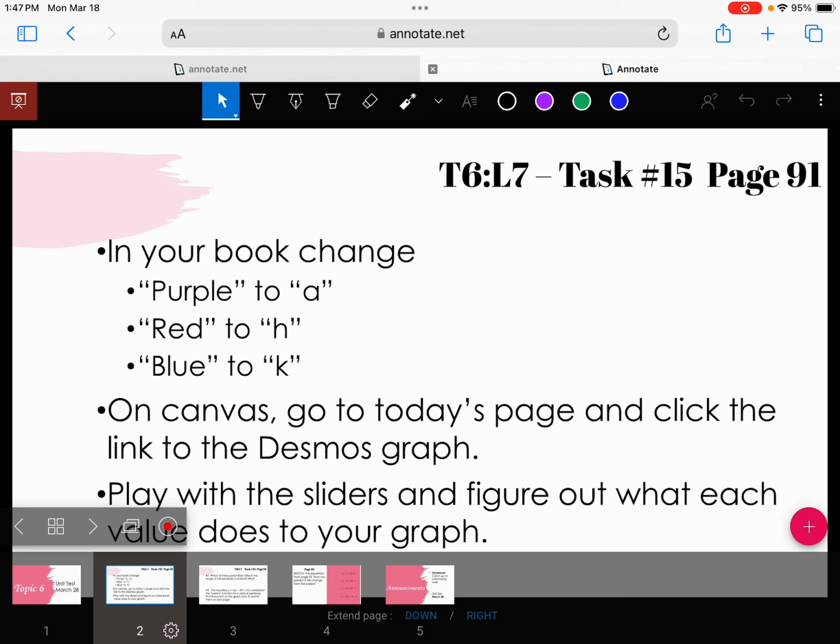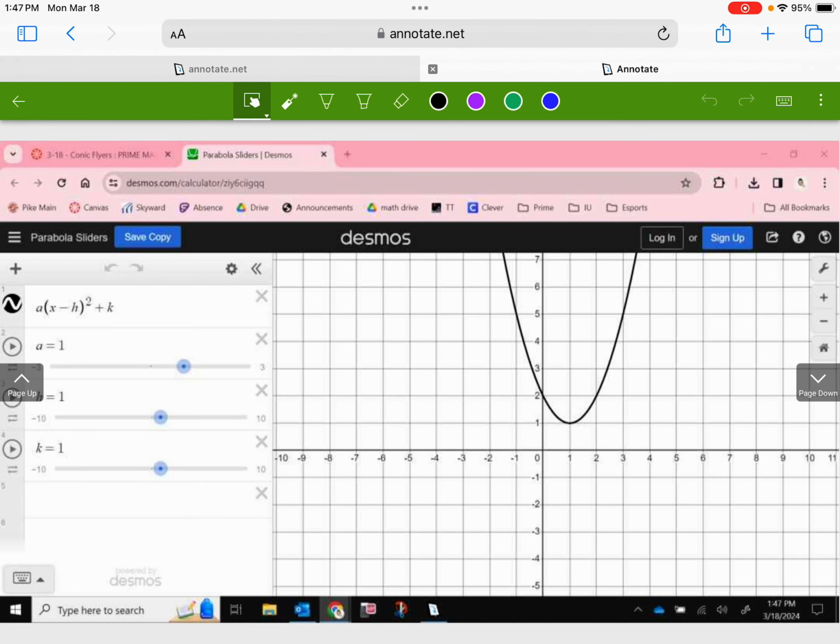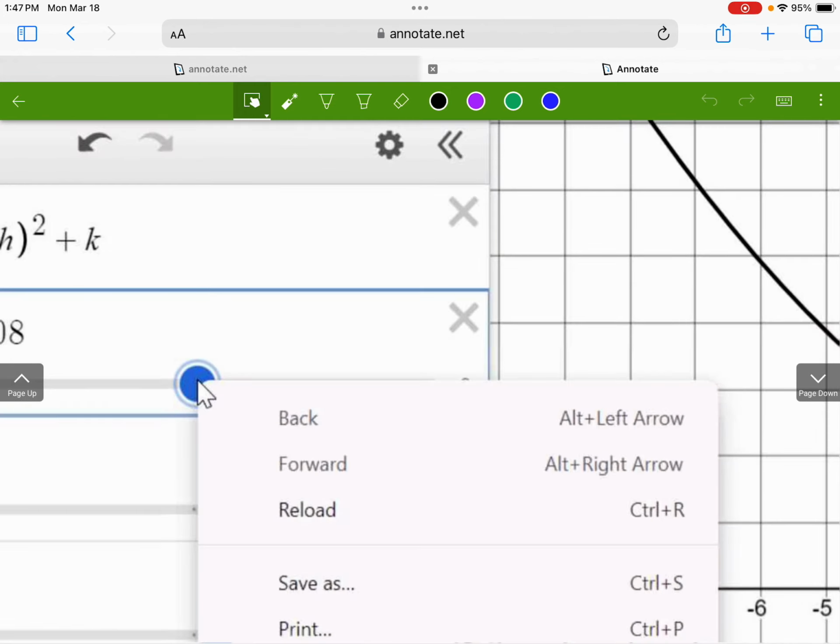All right. So what do we think? What does our A do? What word did we put that to? What does changing the A value do to our graph? What does this A slider do? The word is compress.